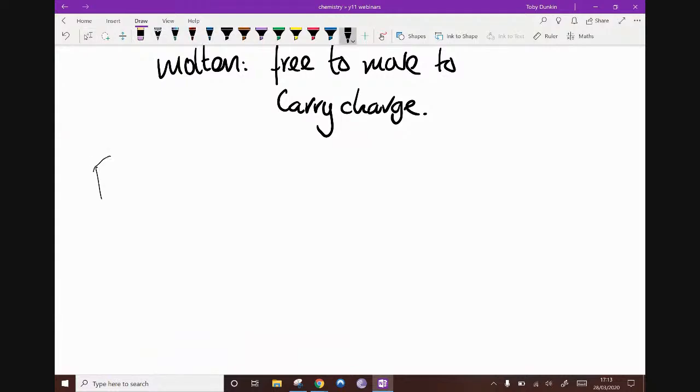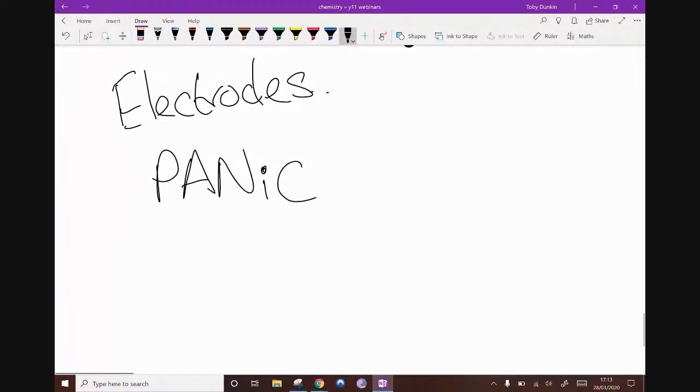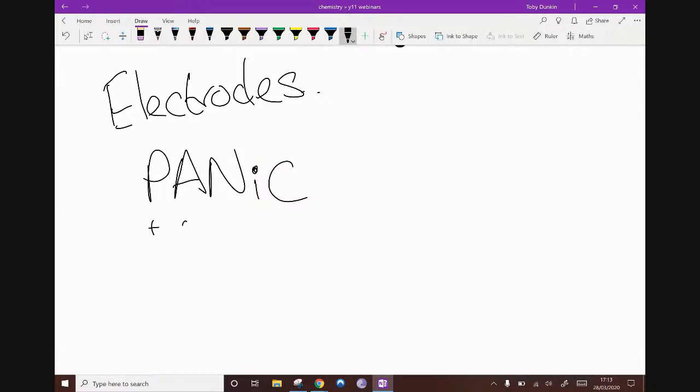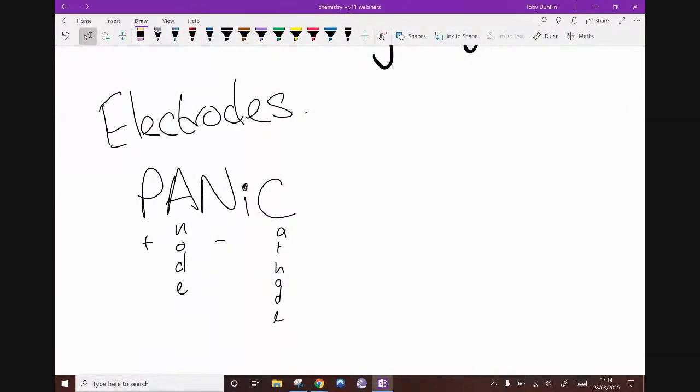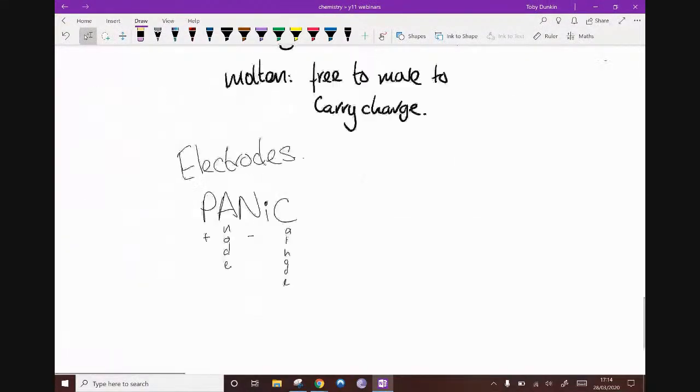So if you're ever thinking about the electrodes, you have PANIC. What PANIC says is: positive anode, negative cathode. It's just nice to remember that. Nice and easy. I love PANIC. It was one of my favorite things that I picked up. Really handy.